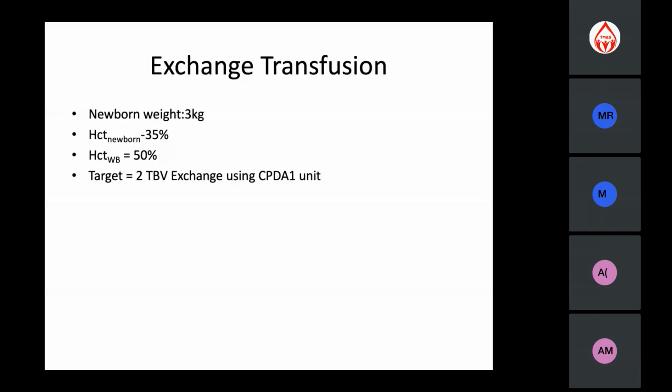So now the patient requires exchange transfusion. The newborn weight is 3 kilograms. The hematocrit of the newborn was 35%, the expected hematocrit in the product bag is 50%, and the target is 2 TBVs using a CPDA unit, which is commonly used for exchange transfusion.